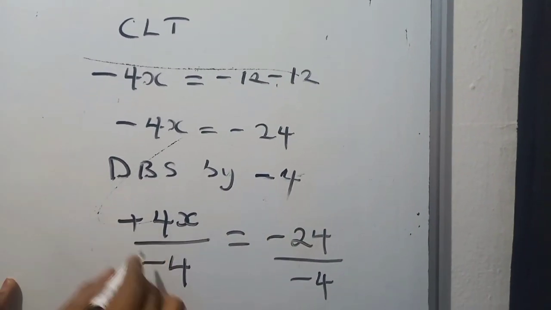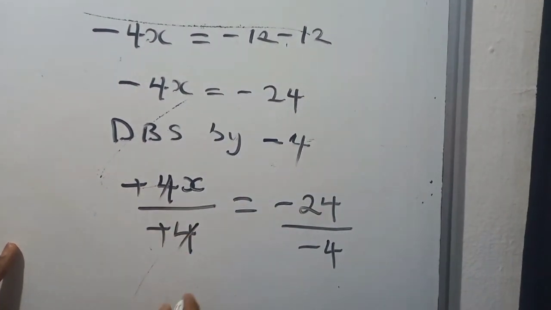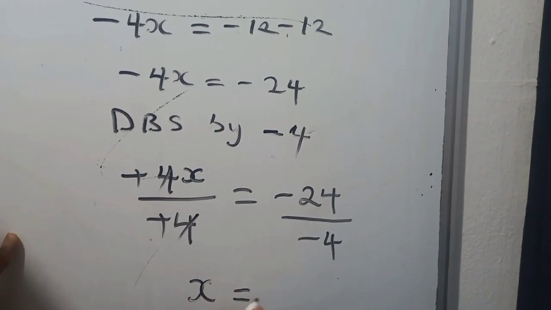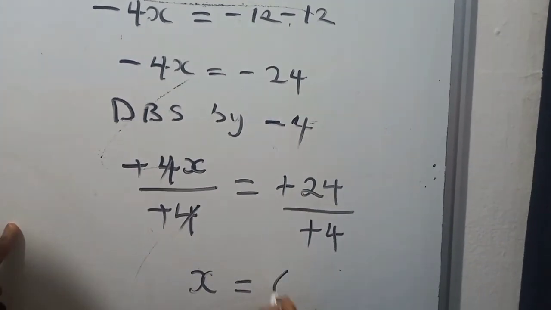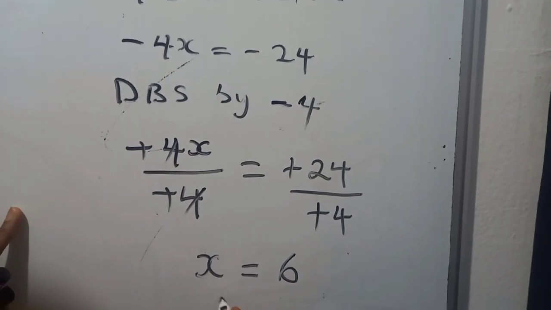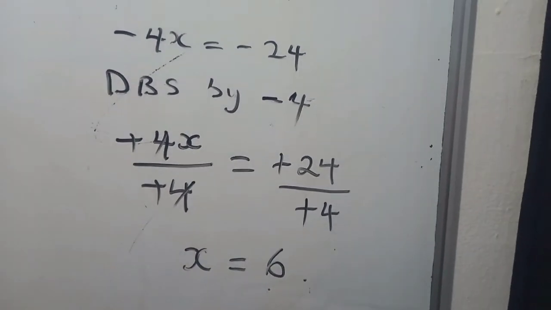Negative cancels negative, which is positive. So 4 divided by 4, we have x equals to minus divided by minus is positive, 24 divided by 4 is 6. So our answer is x equals to 6. This is our final answer for number 1 question.